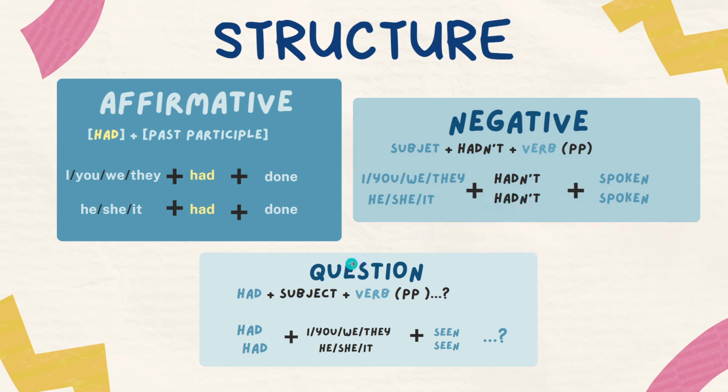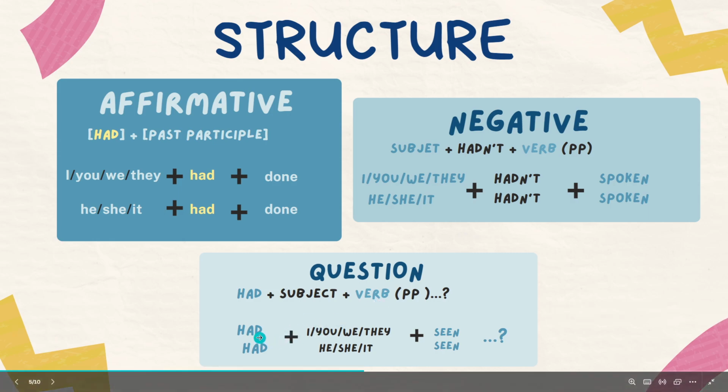For the question form, we're going to have the auxiliary before the subject, which is had, so it's going to be before the subject. It's going to be had plus subject plus verb in the past participle form. So it's going to be: had you seen, had they seen, had she seen, had it seen.